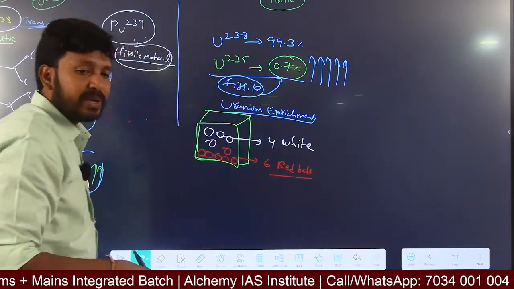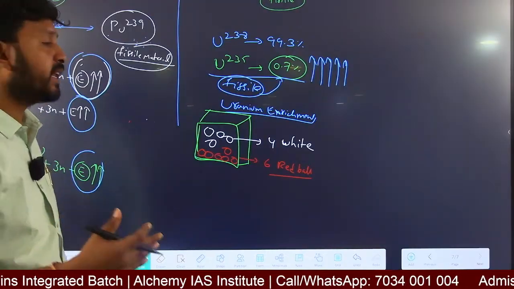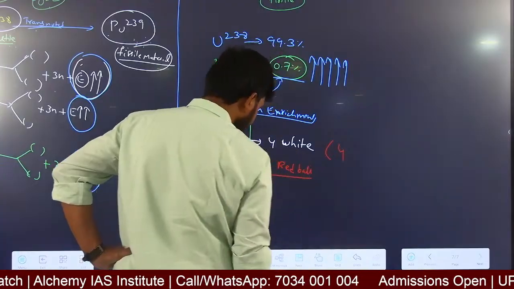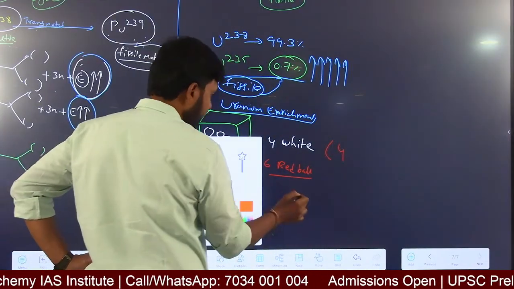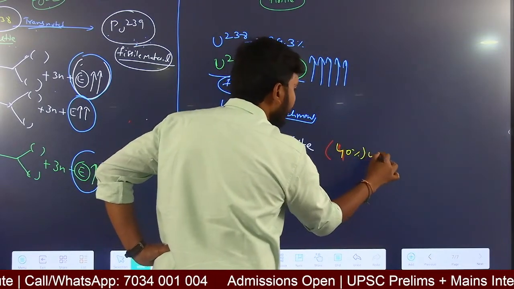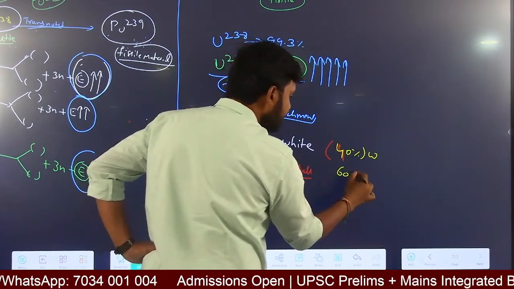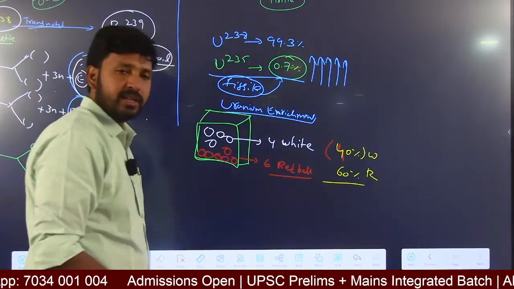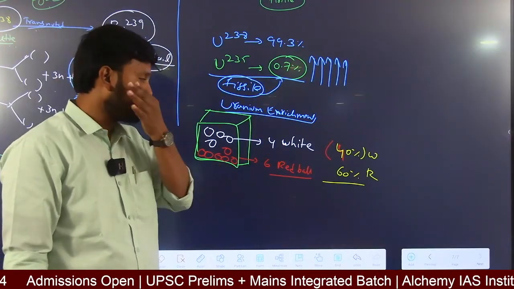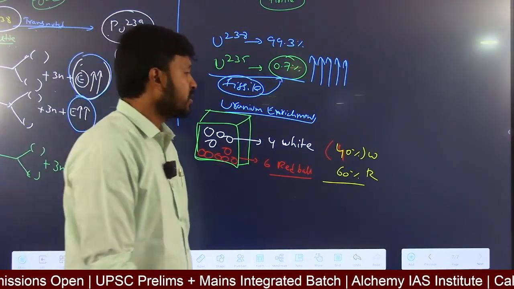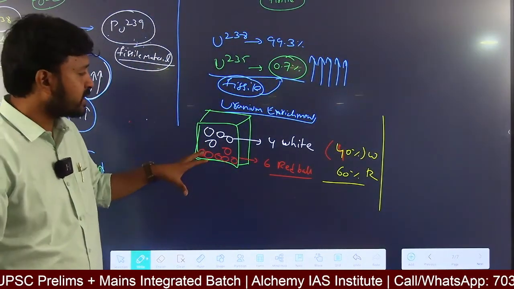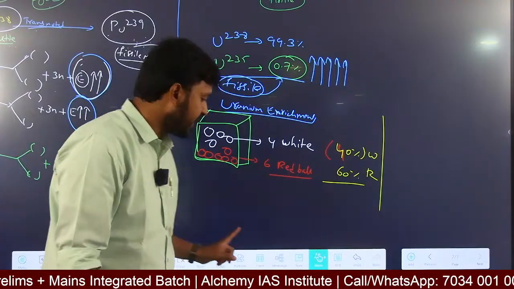So if I take percentage wise, what is the percentage of white balls and the percentage of red balls here? 40 percent. So 40 percent is white balls and 60 percent is red balls, right? In this box, 60 percent are red balls and 40 percent are white balls, right?